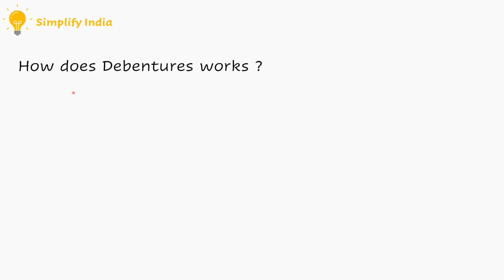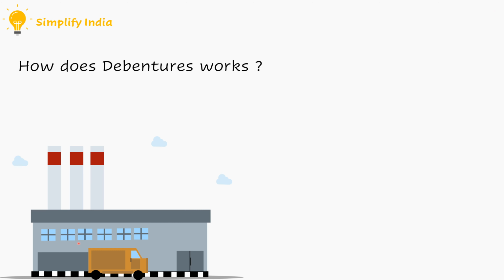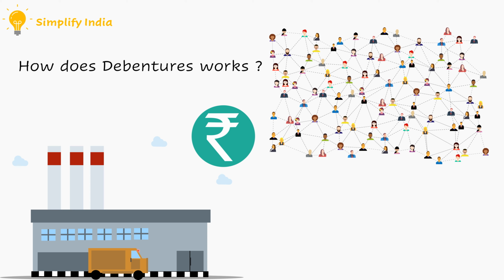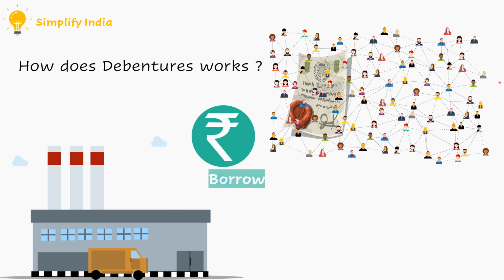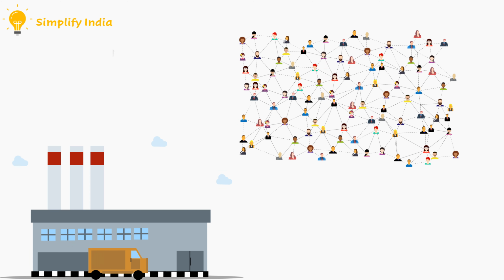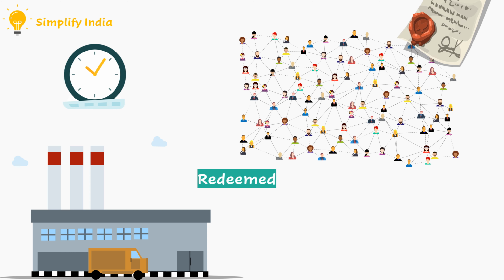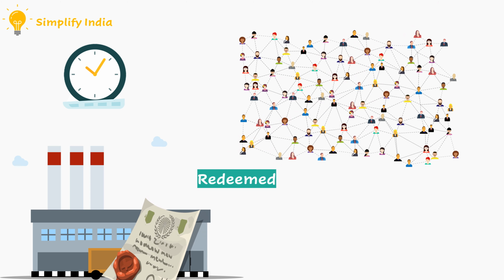Now we are going to learn how the debenture works. When the company is in need of finance, they issue debentures as a debt acknowledgement to the general public and borrow the money in return. And after a certain period of time, at the time of maturity, the debentures are redeemed and the money is repaid back to the general public with a fixed rate of interest.